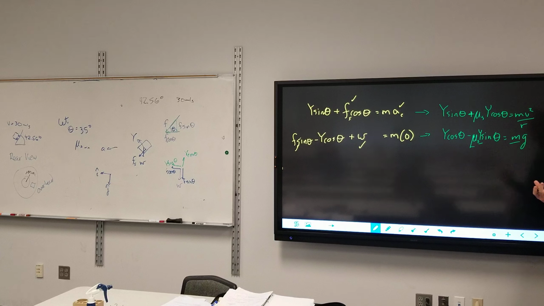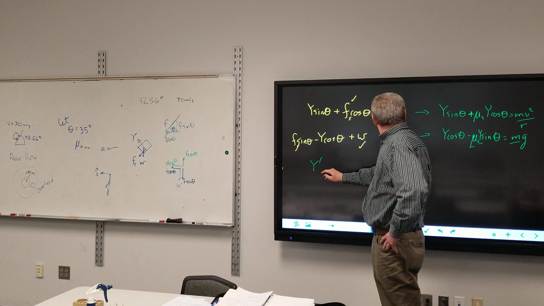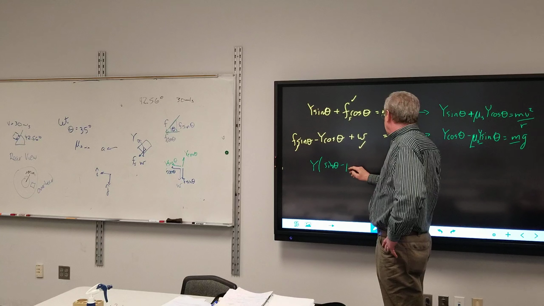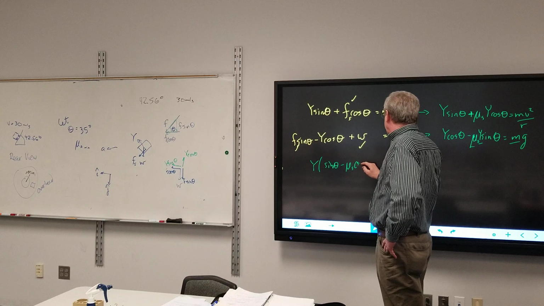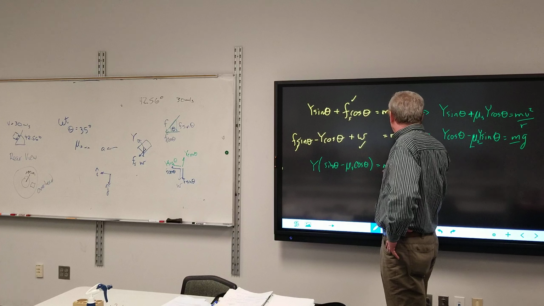There are several techniques that you can do. If you solve for y, and then plug into the other equation, that would work. You'd end up with a mass on both sides that were factors, and you can cancel them out. I'm gonna do a similar thing to what I did yesterday. I'm just gonna factor y out to start with. So I have y times sine of theta minus mu sub s cosine theta equals mv squared over r.